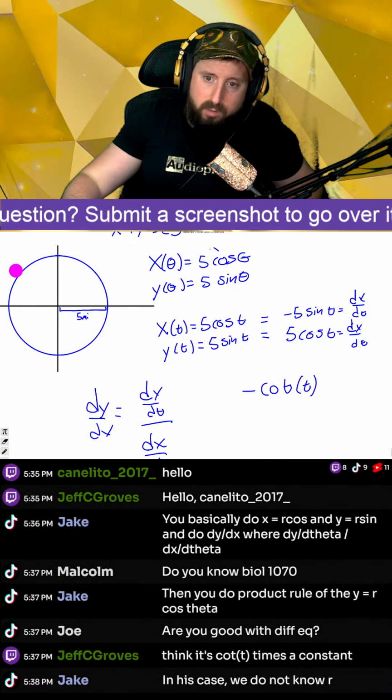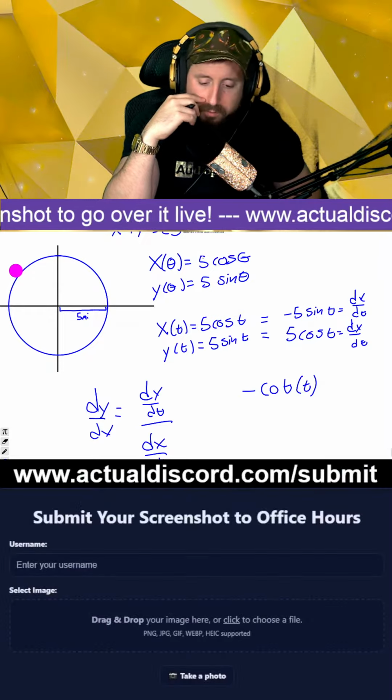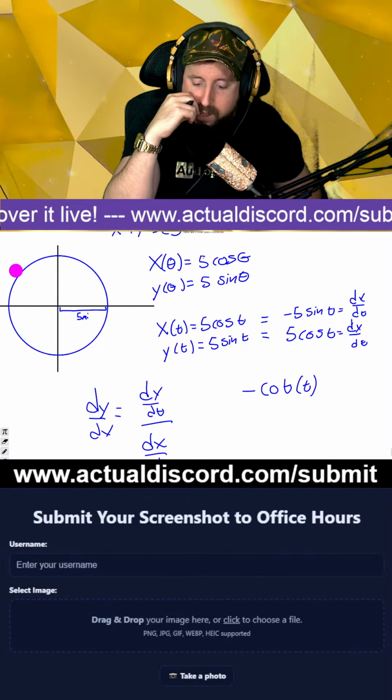Well, we do know r. We said r was equal to 5. But sometimes r is also a function, right? R is not constant. Yeah.